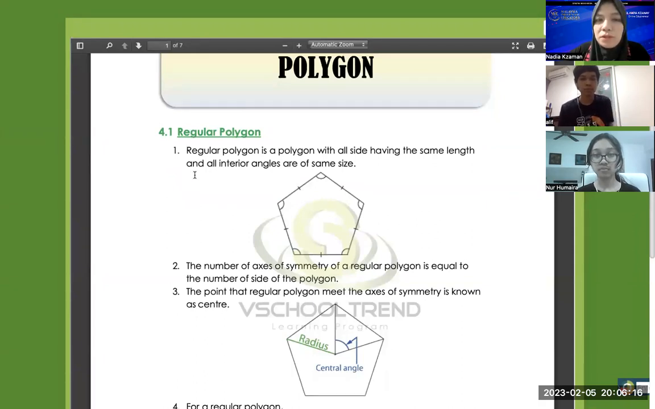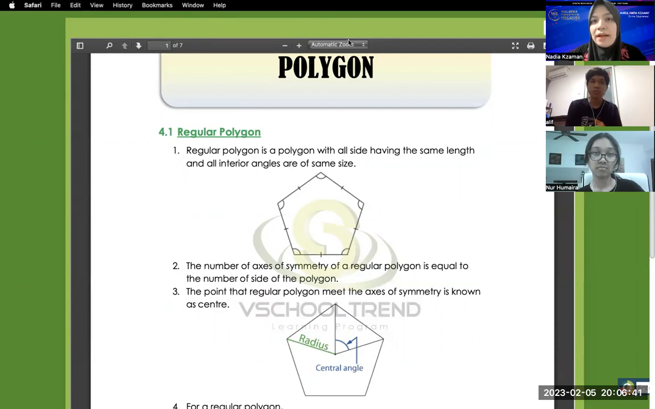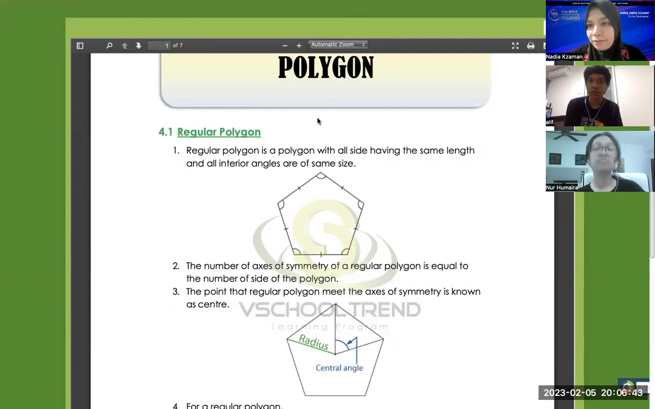So a regular polygon is a polygon with all sides having the same length and all interior angles at the same size. Having the same length, we indicate with this tick. You can see it means that the length is the same, and all the angles are also the same size. So at this point, are you okay, Alif? Okay.